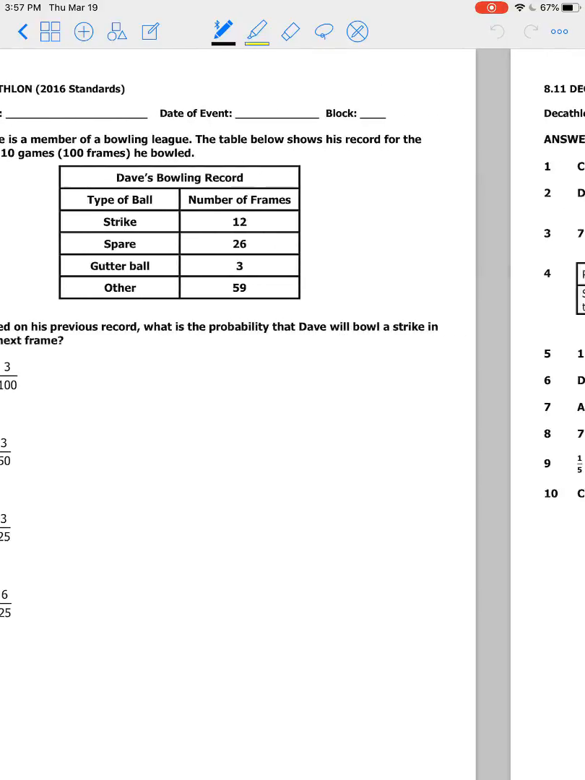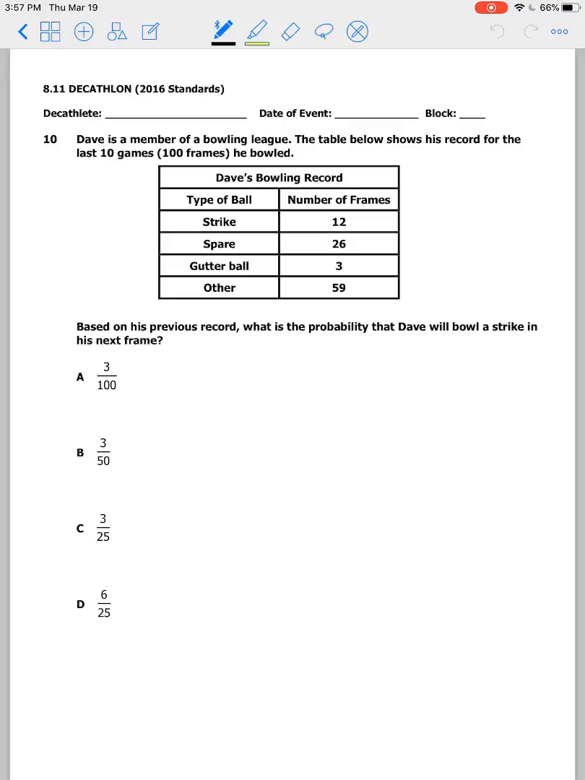And number 10, Dave is a member of a bowling league. The table below shows his record for the last 10 games he bowled. So that's 100 frames. Based on his previous record, what is the probability that Dave will bowl a strike in his next frame? So our desired outcome is the number of strikes over the total number of outcomes. Well, it looks like based on this chart, he normally makes 12 strikes. And if we talk about out of his total, remember it's not 10 games, we're looking at the number of frames. So that's 100 frames.